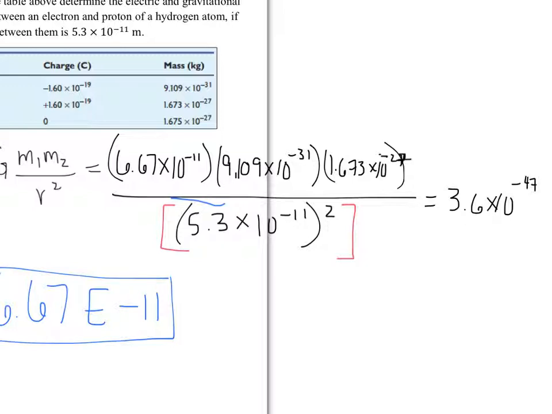What are my units? Newtons. It's a force. The units are newtons. That'd be coulombs, yes, if it were charge we're looking for. All right, so a very, very small amount of force, right? We're talking 46 zeros before we get to the 3 there. An insignificant, negligible, not needed force.